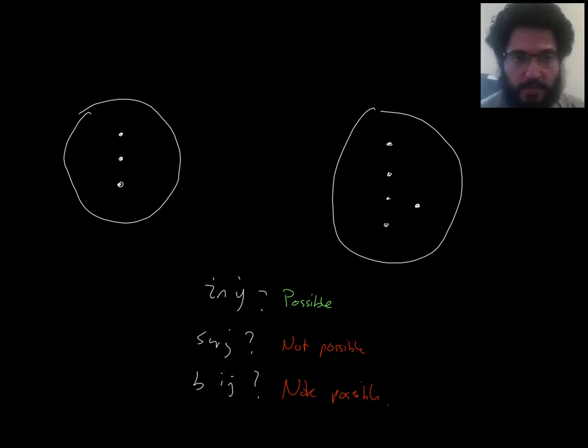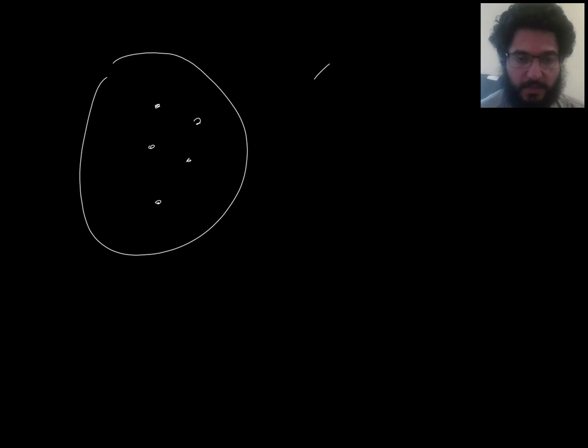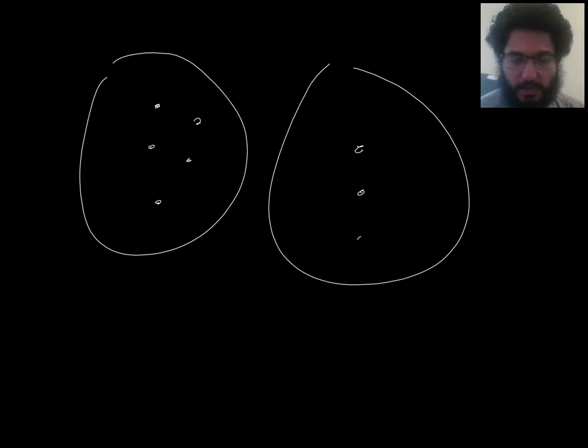Well, let's try a different configuration and then ask the same questions. So this time, let me put 5 dots over here, and then only 3 dots over here. And then I'll ask, is an injection possible? Is a surjection possible? Is a bijection possible?